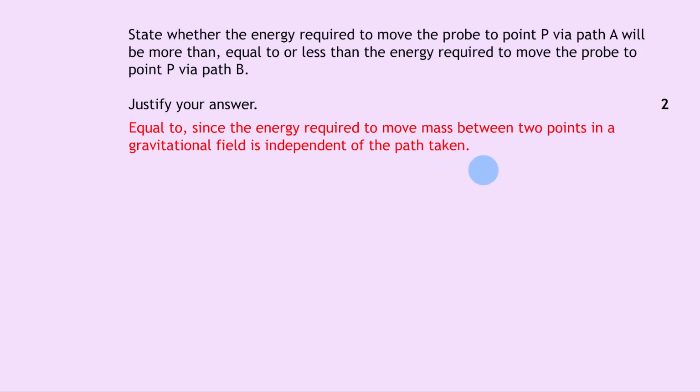And another way of thinking about this is that a gravitational field is what we call a conservative field, where the work done in moving mass from one point to another is independent of the path taken. So that means that the energy needed to move along path A will be the same as the energy needed to move along path B.